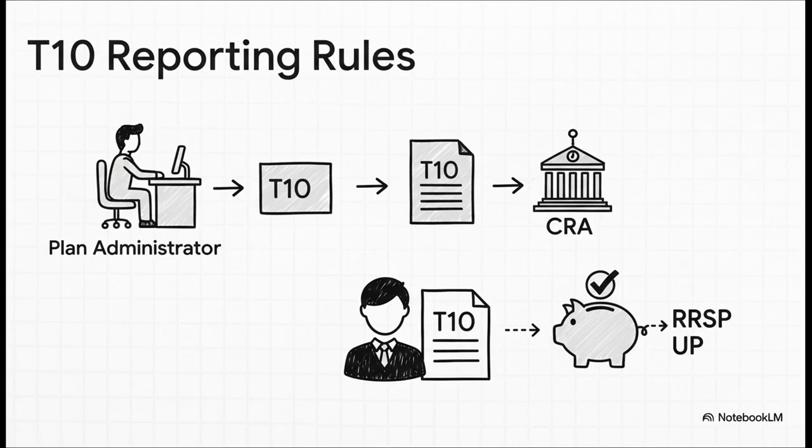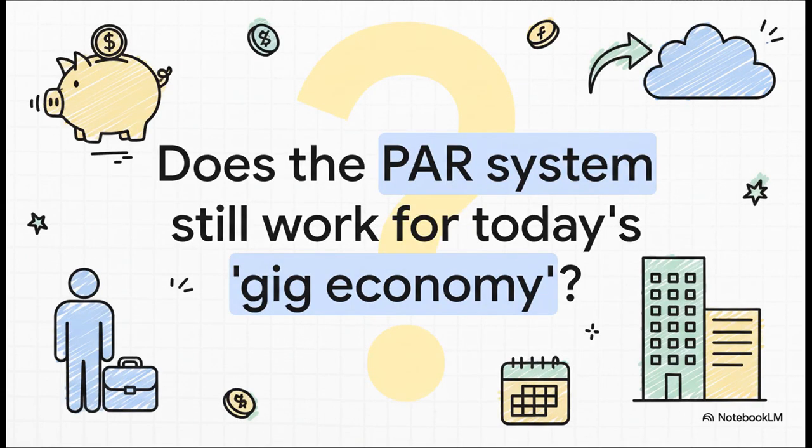The CRA gets its copy directly from the administrator, and they will automatically update your RRSP contribution room. No work required on your end. And one last key takeaway, if the final PAR number is $50 or more, it has to be reported. But if it's 0 or negative, no T10 is issued. Nothing happens.